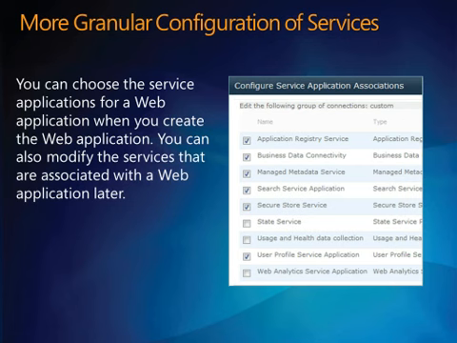You have the option to deploy only the services that are needed to a farm, and services that are deployed are called service applications. Web applications can be configured to use only the services that are needed, rather than the entire set of services that are deployed, as shown in the screenshot here. You can also deploy multiple instances of the same service in a farm and assign unique names to the resulting service applications.